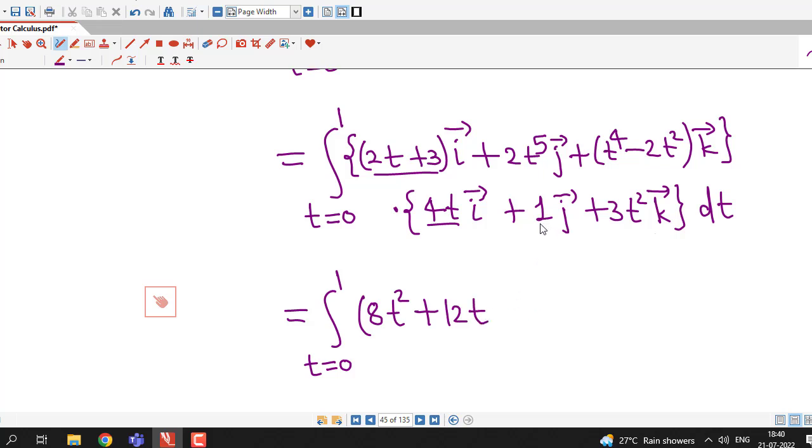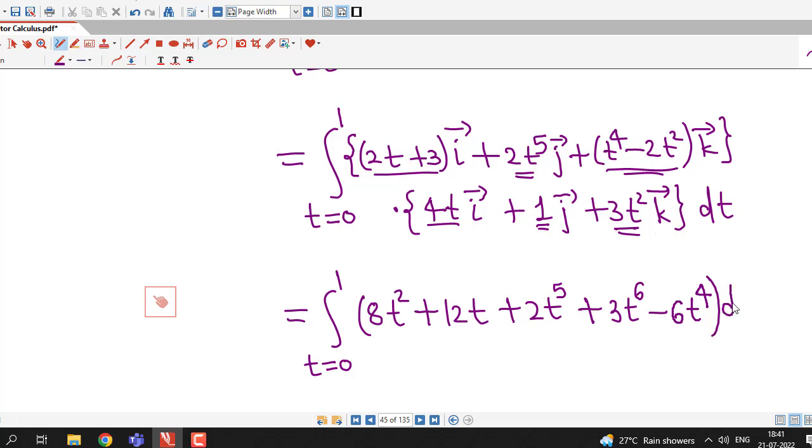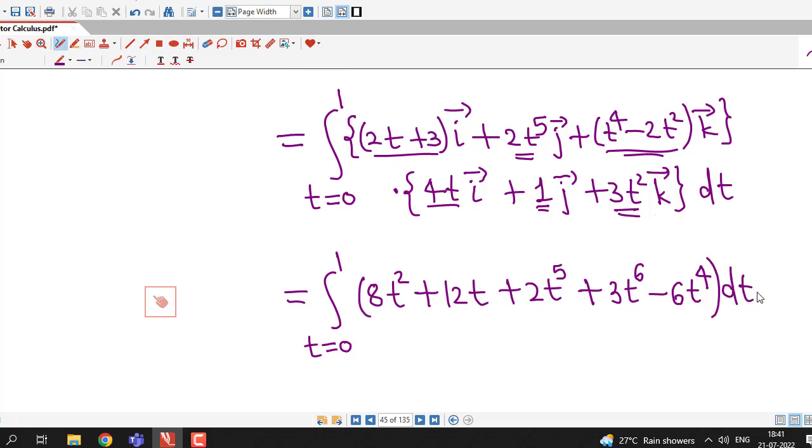Then multiplication of these two components, which are coefficients of j: 2t raised to 5 into 1, which is 2t raised to 5, plus 3t square multiplied with t raised to 4, that is 3 times t raised to 6, minus 3t square into 2t square, 3 into 2, 6 times t raised to 4, and integral with respect to t.